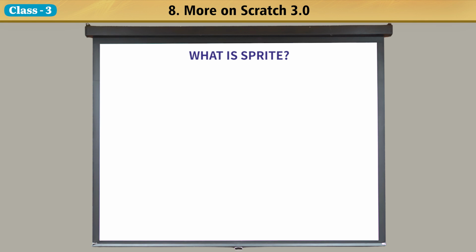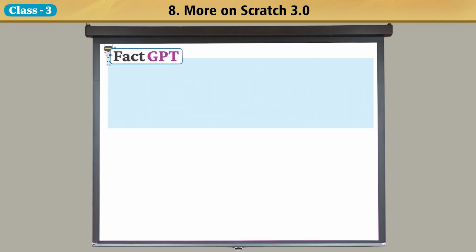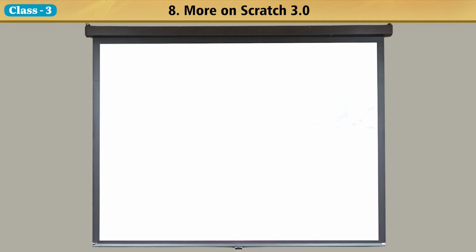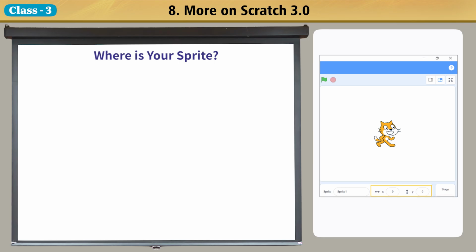What is a sprite? In Scratch, a sprite is an object, from characters like people or animals to props, like a guitar and even a clickable button. Fact GPT. Scratch 3.0 is available in 70 plus languages by MIT Labs and is used in most parts of the world. Every new Scratch project comes with a sprite already loaded into the program, and there is a library of additional options to choose from.